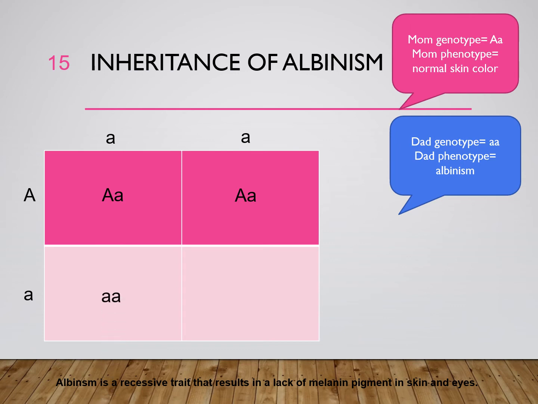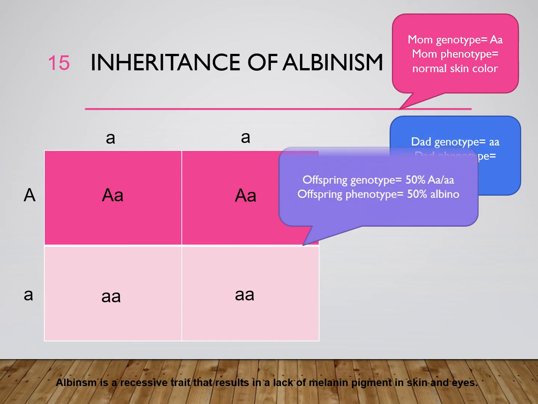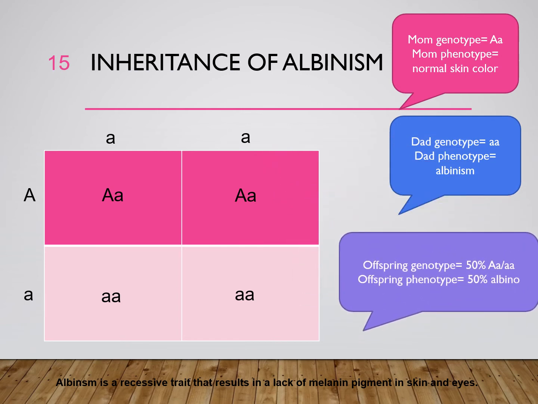If you said little a, you would be absolutely right. And what do you think about the last one? Yep, it's going to be little a as well. Okay, so what is this telling us? Well, this is telling us that 50% of the offspring are going to have a genotype of big A, little a, and the other 50% are going to have the genotype little a, little a. So what are they going to look like?